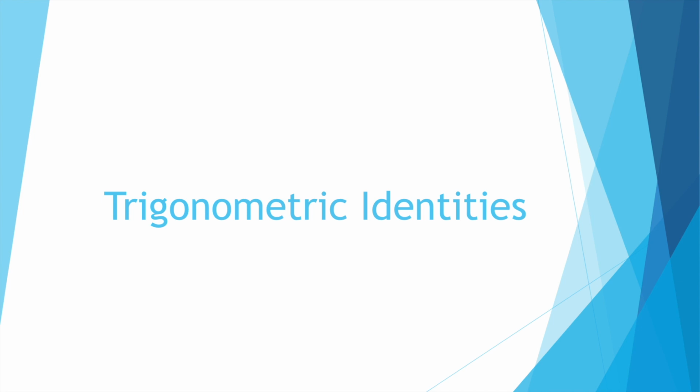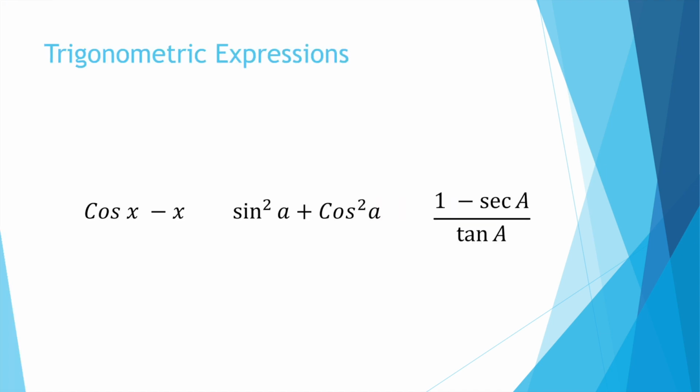In algebra, variables and constants usually represent real numbers. The values of trigonometric functions are also real numbers. Therefore, the language and operations of algebra also apply to trigonometry. Algebraic expressions involve the operations of addition, subtraction, multiplication, division, and exponentiation.